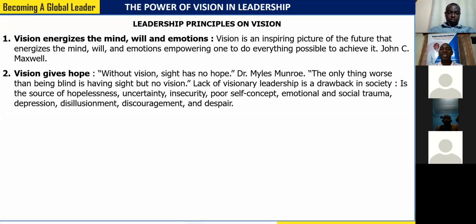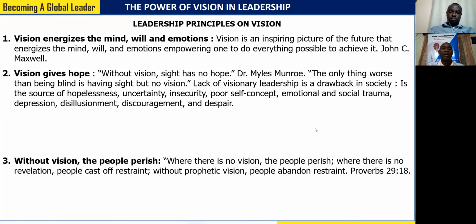And lack of vision is a drawback in society. It's a source of hopelessness, insecurity, poor self-image, emotional trauma, depression, discouragement, despair. These are aspects that are linked to lack of vision. We lose hope when we lack vision.